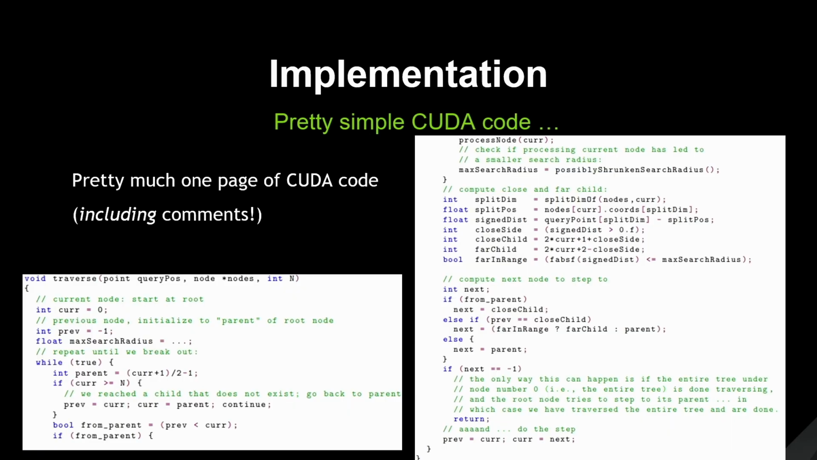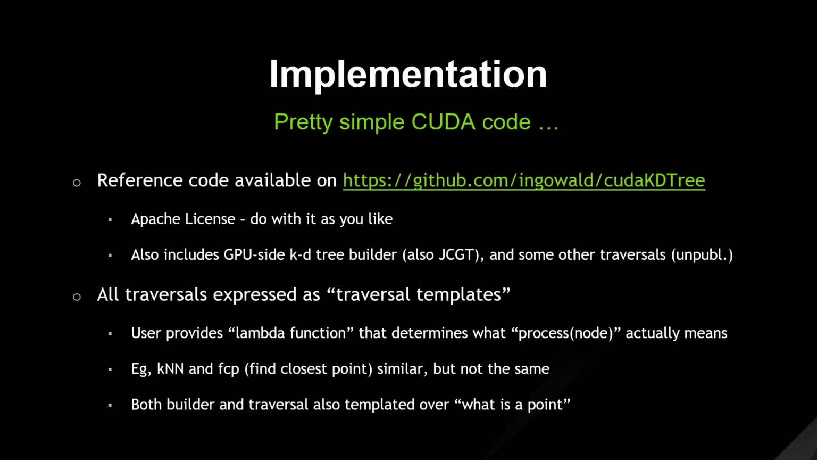So the entire code is literally only one page of CUDA code, and I would say at least half of that code is comments, which I don't usually write that much of, but in this case it's really a small piece of code. So very easy to code. There's reference code for that available on a GitHub repo of mine. You can do with it whatever you like. It also has a GPU-side KD tree builder, which is also published at JCGT. It also has some other traversal techniques, which for some point distributions are way, way, way better and faster, which aren't published yet. But all of the code is in there.